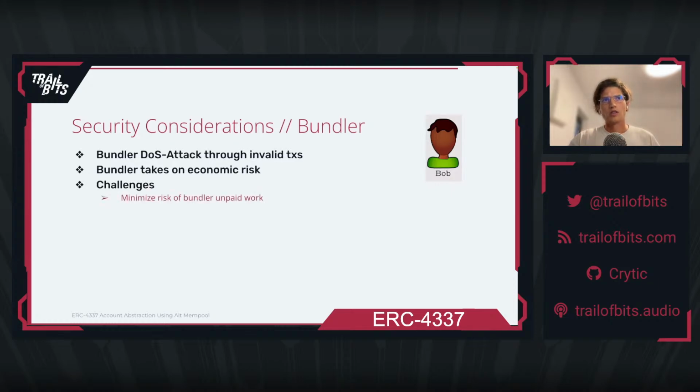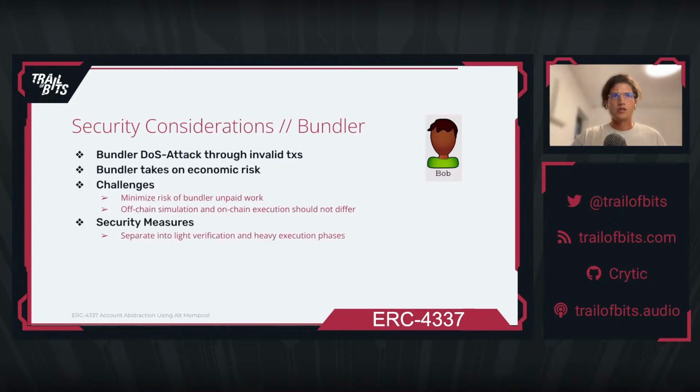So that's why we have the challenges. We would like to minimize the risk of any bundler unpaid work. We'd also like the off-chain simulation and the on-chain execution to be equal, meaning that if Bob simulates the user op off-chain and it succeeds, we also want it to succeed on-chain. So that's why we have the following security measures. We split up the whole process into two phases: a light verification phase and a heavy execution phase.